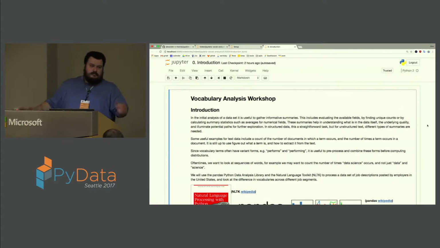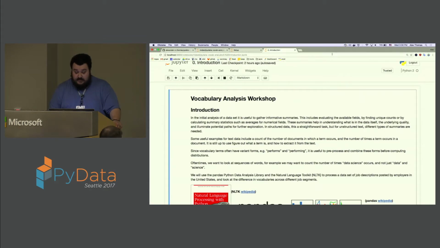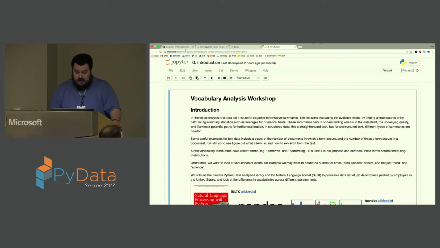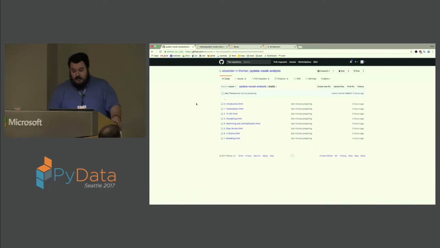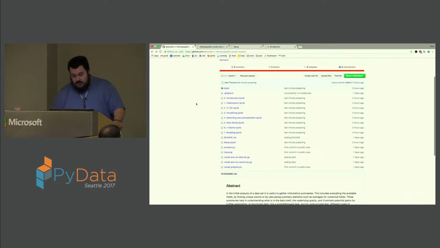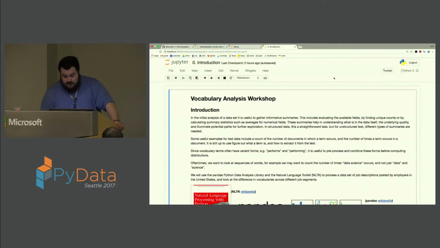Okay, so I'm gonna go ahead and get started. If you're having any problems and you aren't able to run it, I did include static HTML versions of the run notebooks here, so you can still follow along even if it doesn't run. So let's start talking about what we're going to be doing today.